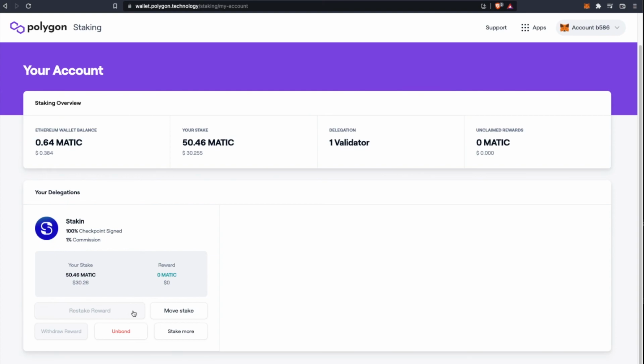You can restake those rewards as they come, move the stake, withdraw just the rewards. You could also unbond or remove your stake, which would take about 80 checkpoints or 3 to 10 days, or stake some more. That's it for today.